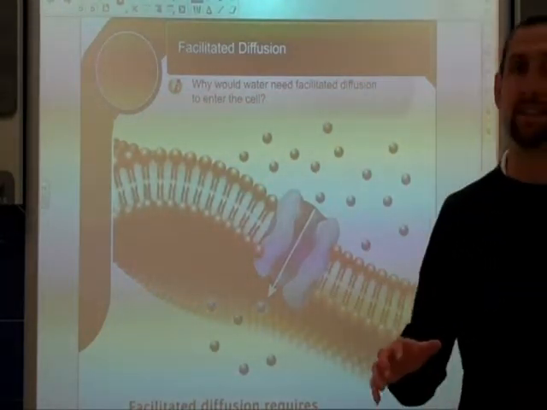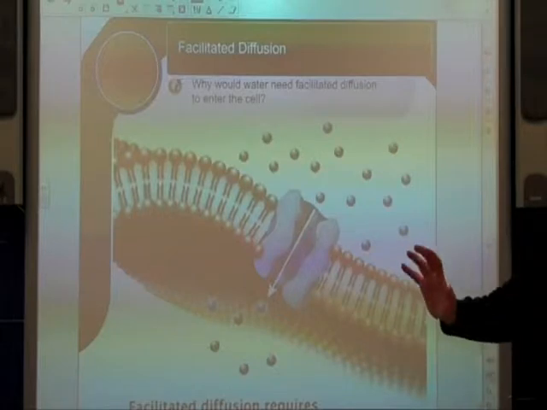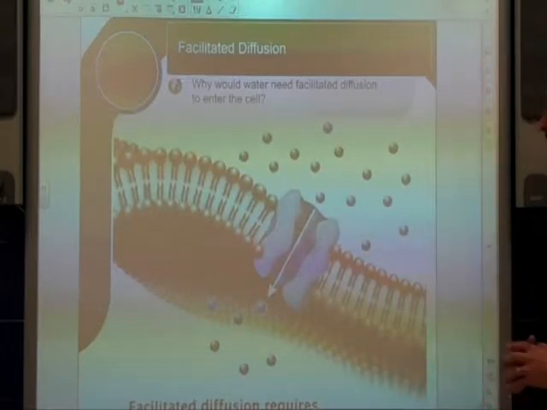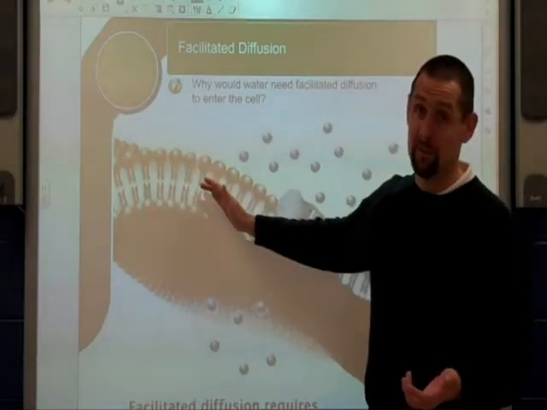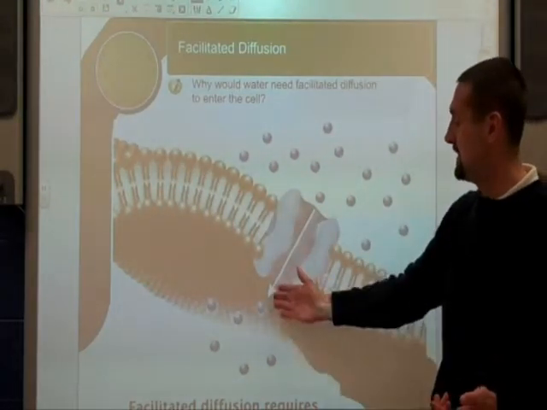Facilitated diffusion means we need some help getting in and out of the cell. It's still diffusion, no energy required, but we need some help. In the case of water, we can't just diffuse through the plasma membrane. We have to go through a protein gate or channel.